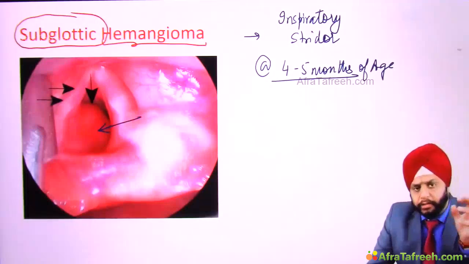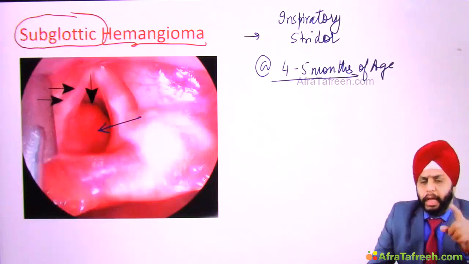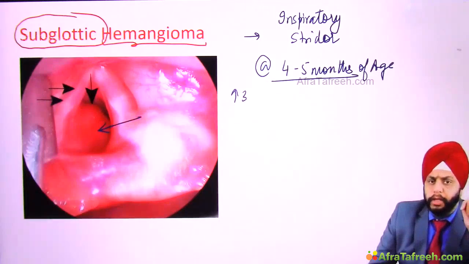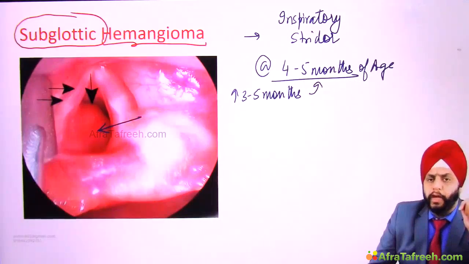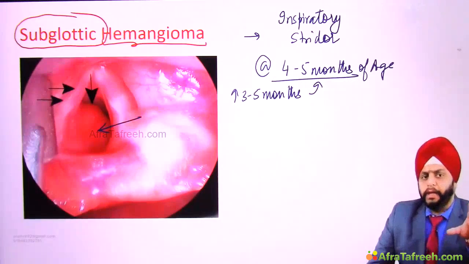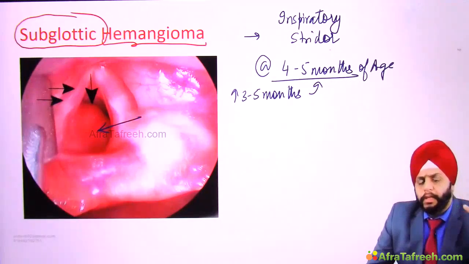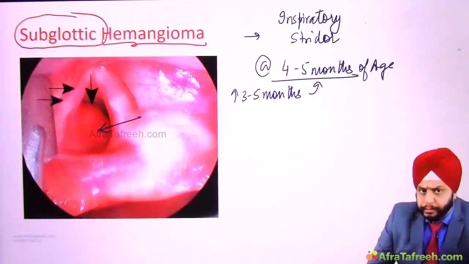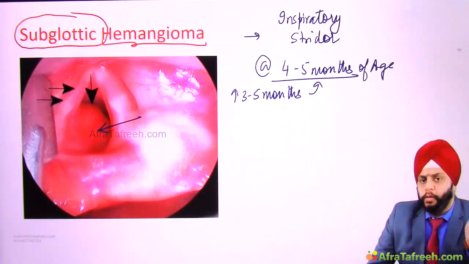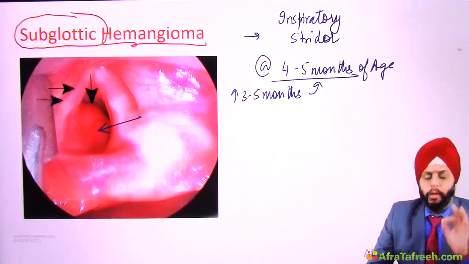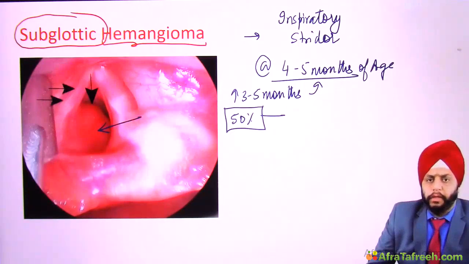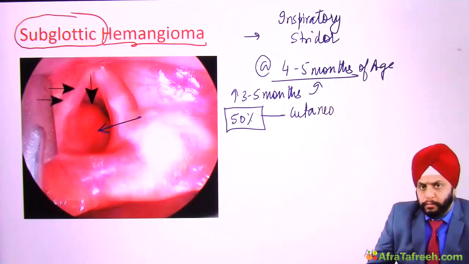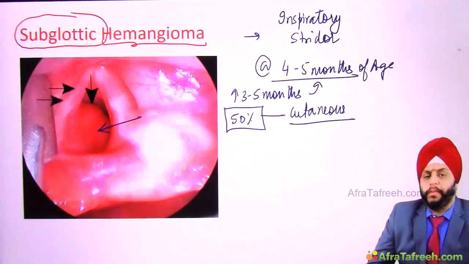At the time of birth, generally the hemangiomas are very small, and they start increasing in size between 3 to 5 months of age. They increase in size, so around 4 to 5 months they will start blocking the airway, and then the child will present with respiratory difficulty with stridor. Okay, so child presents at 4 to 5 months of age. Now remember, 50% of these patients have cutaneous hemangioma. Okay, so they have cutaneous hemangioma on the skin.